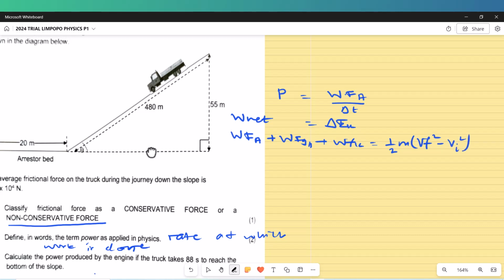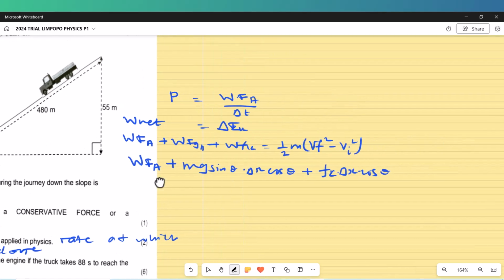Let me now substitute. I'm looking for this W_FA so I can come back to get my power. How do you find F_G parallel? We use mg sine theta, times displacement, times cos of theta. Then for the friction, F_k times displacement times cos of theta as well. Then equals a half m, open brackets, V final squared minus V initial squared.